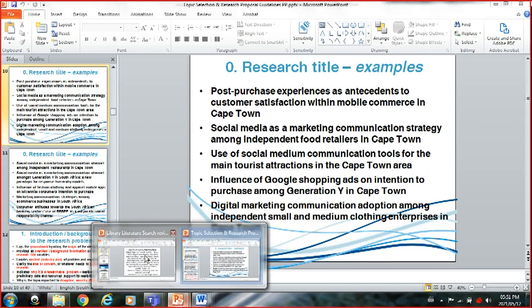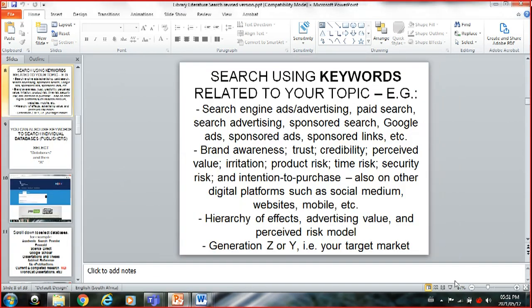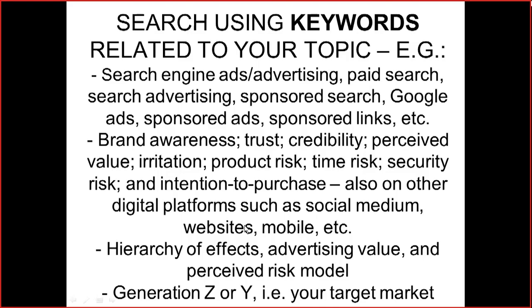So if we go to this, so keywords that relate to your search could be search engine ads, advertising, paid search, search advertising, sponsored, Google ads, sponsored links. So these words all relate to your key topic, which is Google shopping ads in itself. Then your constructs, your main construct, your intention to purchase is your dependent variable, and you want to look at intention to purchase in relation to these other independent variables: brand awareness, trust, credibility, perceived value, irritation, product risk, time risk, security risk.